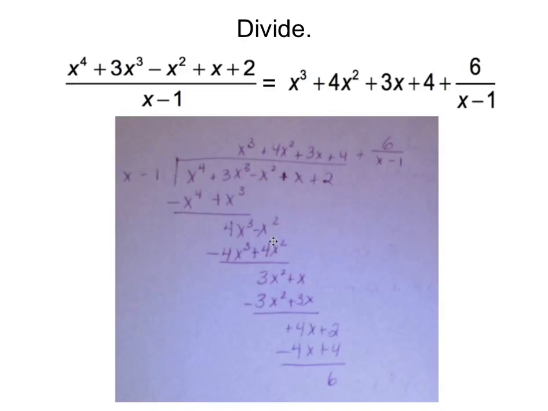carried down my negative x squared, and I repeated the process, always switching the signs and adding, which is the same as subtracting, until I got down and had a remainder of 6. The 6 then came up here, and it was plus 6 over x minus 1, which is what I was dividing by. Now, I'd like to do one with you that is a little bit different than this.